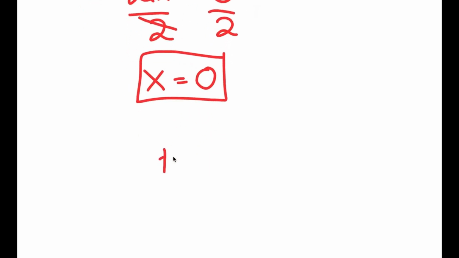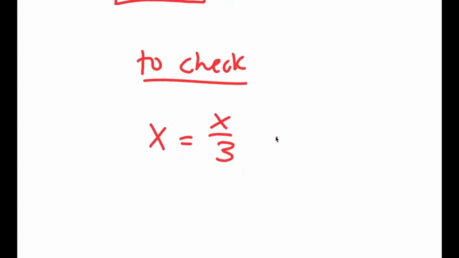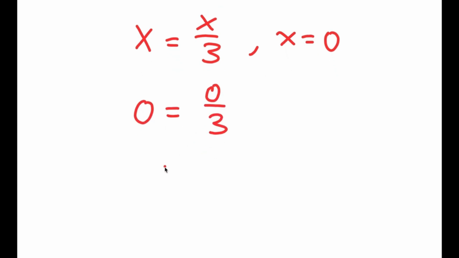So now, an important part is to check if this is right. So my equation was x is equal to x over 3, and x is equal to 0. So I plug in 0 for x, and I get 0 is equal to 0 over 3. 0 divided by any number is 0, so I get 0 equals 0, and this is right.